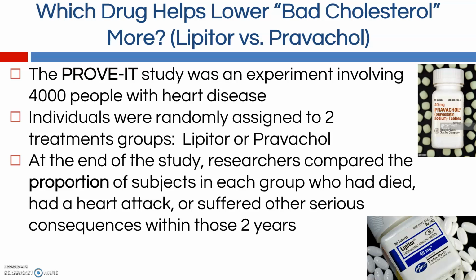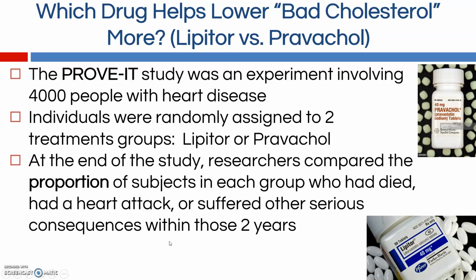Now, there was a study called the Prove It study that was an experiment that involved 4,000 people with heart disease. Now, these 4,000 people were volunteers because you can't force anyone to be in an experiment, and not everybody has heart disease. So these individuals who volunteered were randomly assigned to two treatment groups. One of the groups was the Lipitor group, and the other group was the Pravachol group. So these are two different types of medications that were given to those two groups.